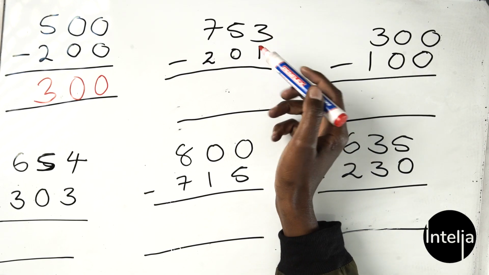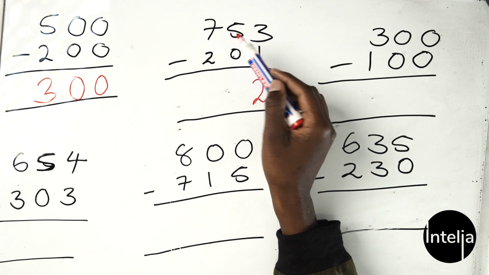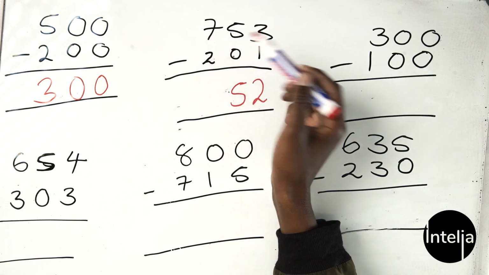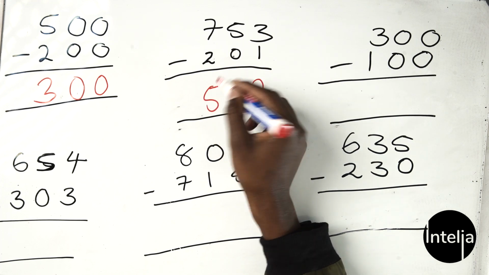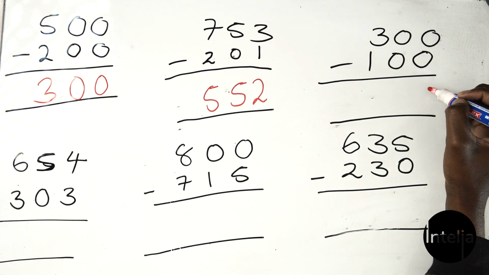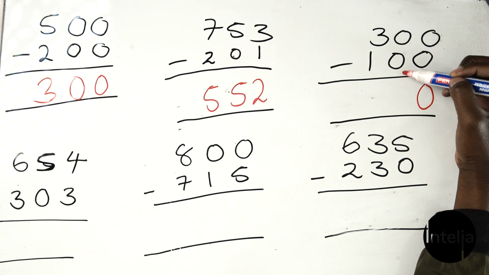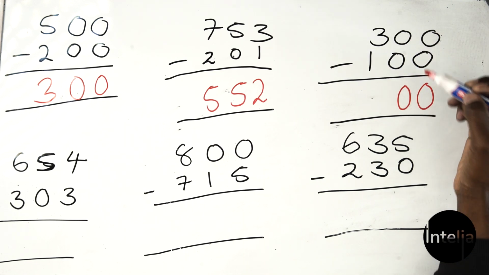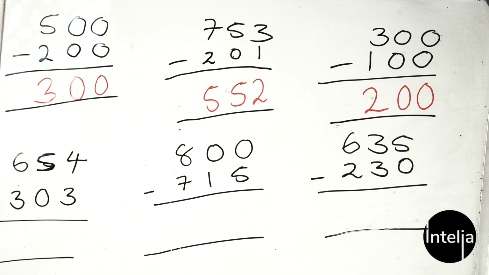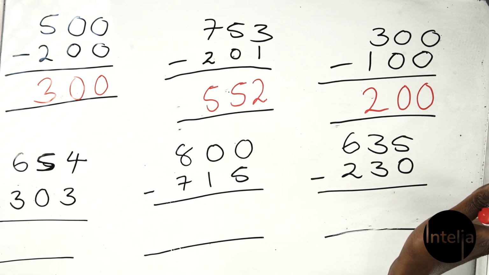3 minus 1, that's 2. 5 minus 0, that's 5. 7 minus 2, that's 5. You write your 5 here like this. Then we move on to the next one. 0 minus 0, that's 0. 0 minus 0, that's 0. 3 minus 1, that's 2. Like this. Always and always start your addition or subtraction from the right to the left.